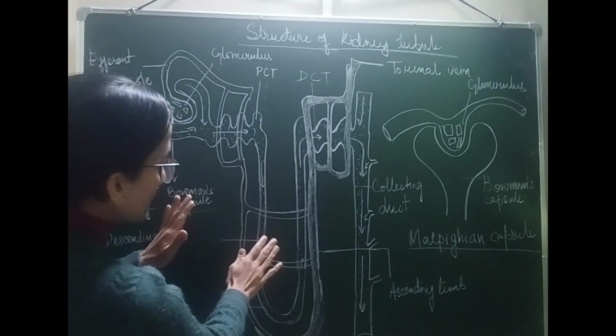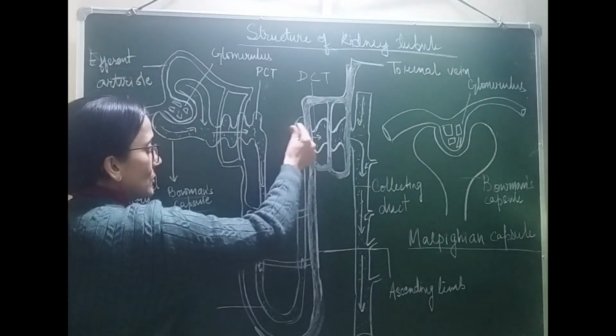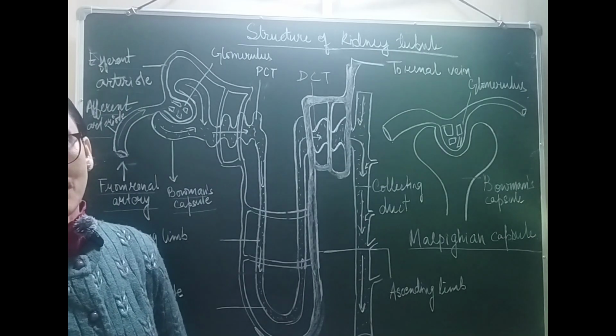Do not get confused between the two structures that are overlapping here. One is this structure, which is the structure of the nephron. Another is this network of blood vessels, which is known as the vasa recta.